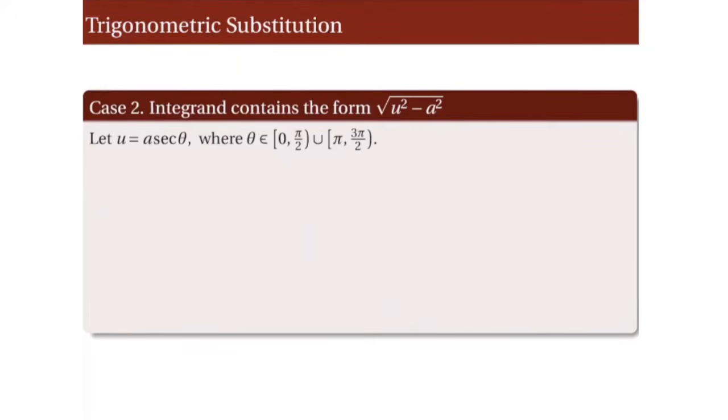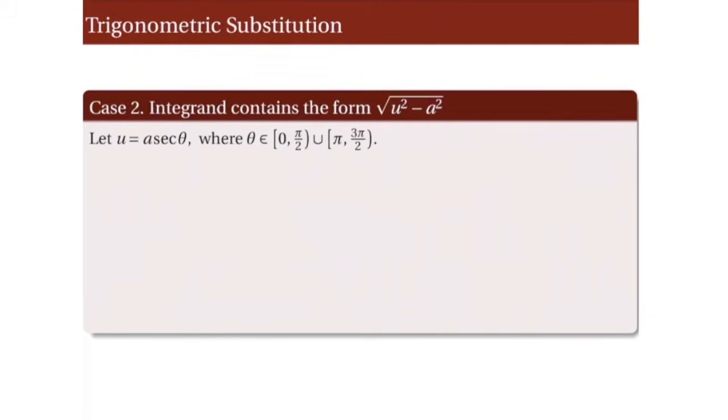We continue now with case number 2, wherein the integrand contains the form given by the square root of u squared minus a squared. For this case, we'll use this substitution, u equal to a secant theta, where theta lies in this domain. Notice na yung angles na kailangan natin, yung terminal side niya lies either on the x-axis or in quadrants 1, 0 to pi over 2, or 3, pi to 3 pi over 2.